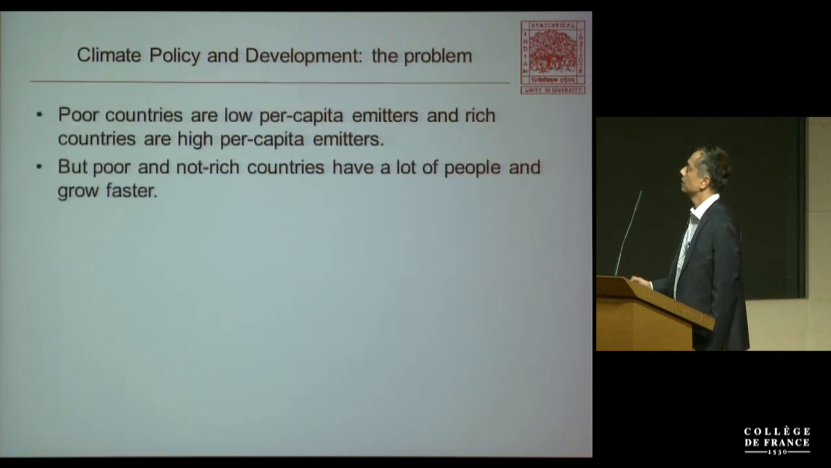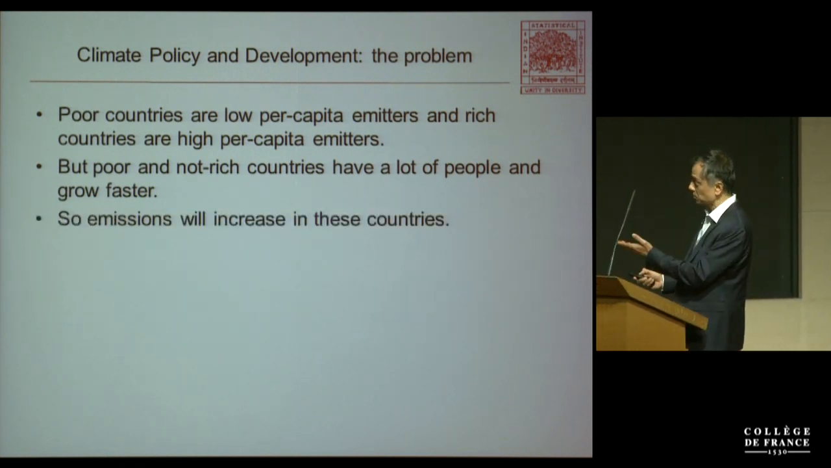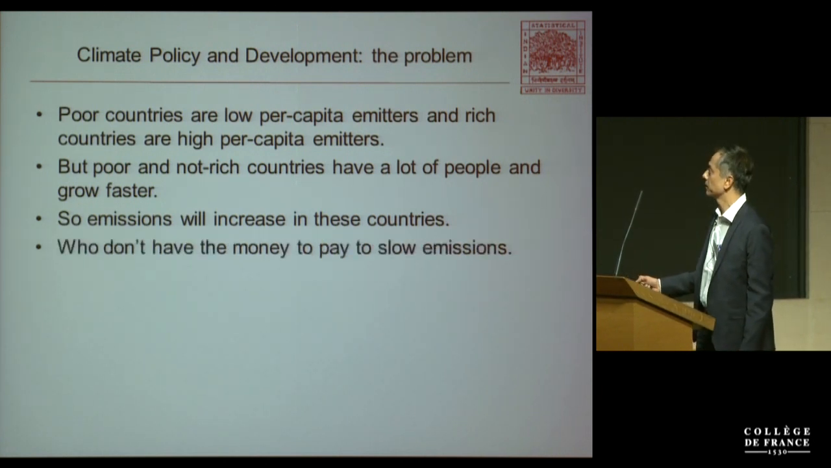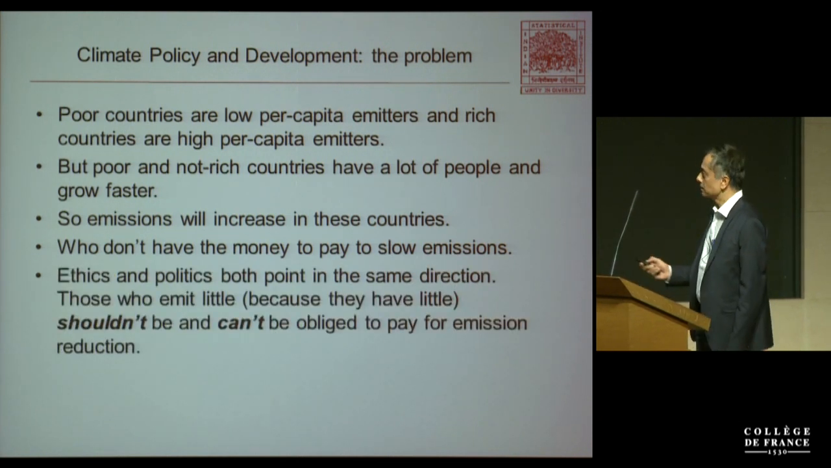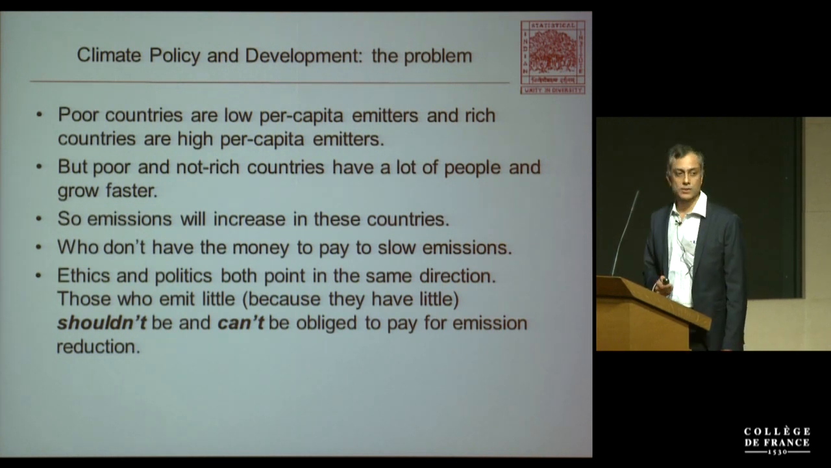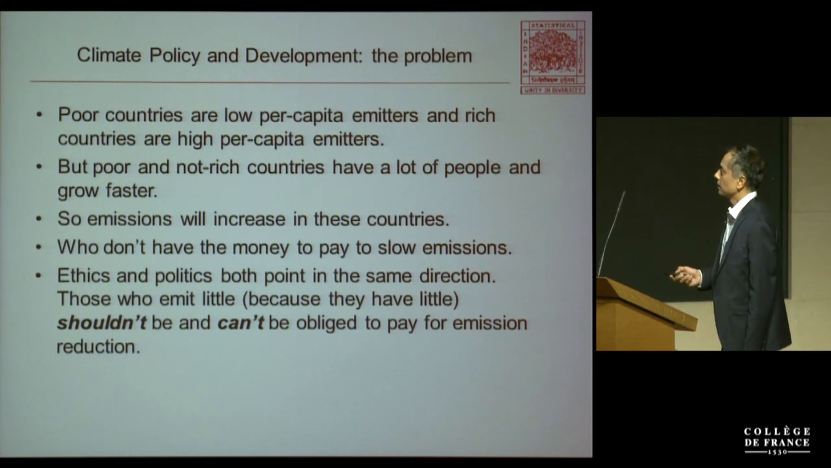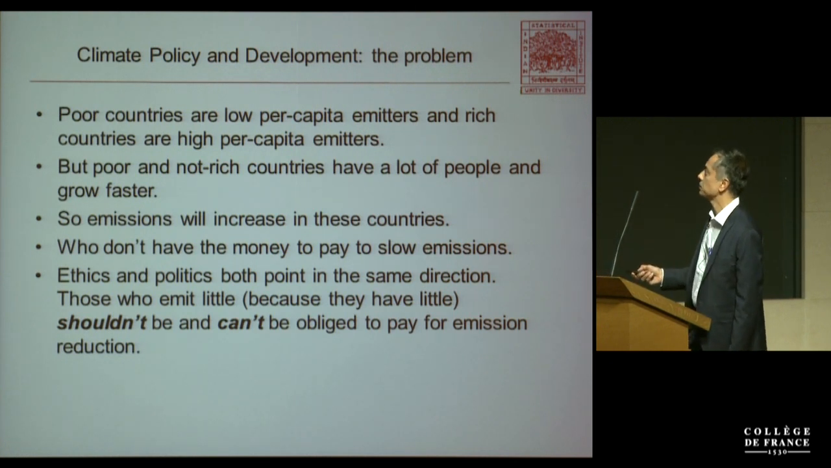So that's pretty much summarizing what I just said. Emissions are going to increase a lot in the poor countries because populations and incomes are going to grow, and these countries don't have the money to pay to slow emissions. It's ethically highly questionable to ask people who have very little to restrict their consumption for the greater good. Also, it's not politically feasible to do so either, because these are sovereign countries.